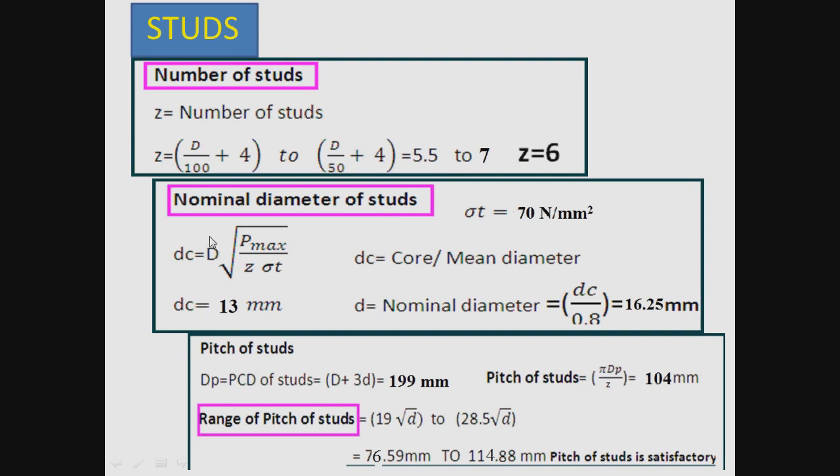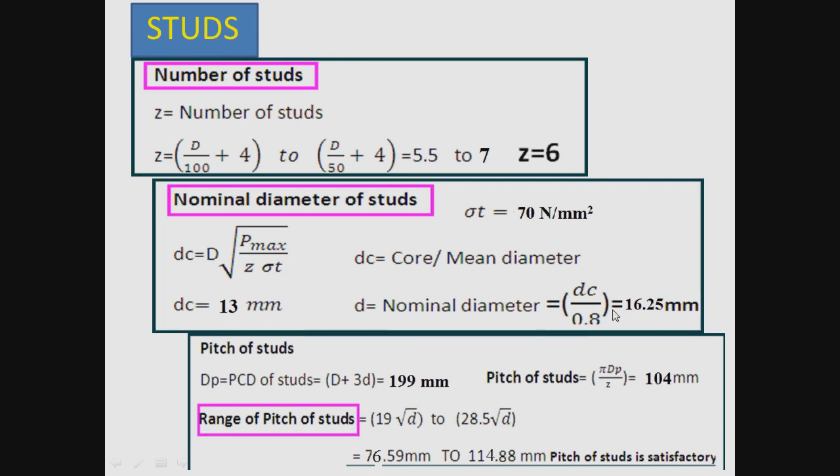Nominal diameter of studs is given by the formula dc = d × square root of (p max / (z × sigma t)). So d is the bore diameter, it is 150, p max is 3.2, z is the number of studs, it is 6, and sigma t is the allowable stress for studs. In the problem, the allowable stress for studs given is 70 Newton per mm square. So if you substitute all the values, you will get dc equal to 13 mm.